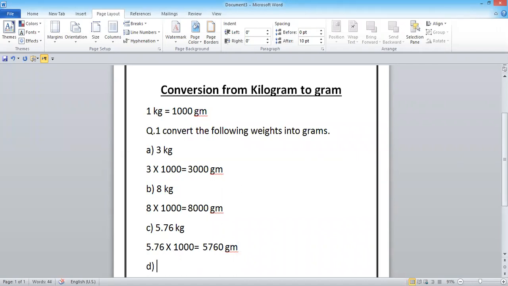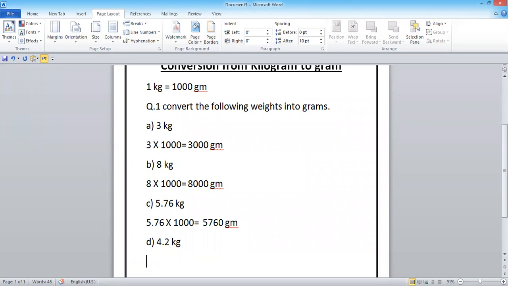Now for D. D is 4.2 kg. 4.2 multiply by 1000. Guys, tell me the answer. 4.2 multiply by 1000. One time I move the point, it will become 42. Two times I move the point, it becomes 420. Three times I move the point, it will become 4200. Is it clear?